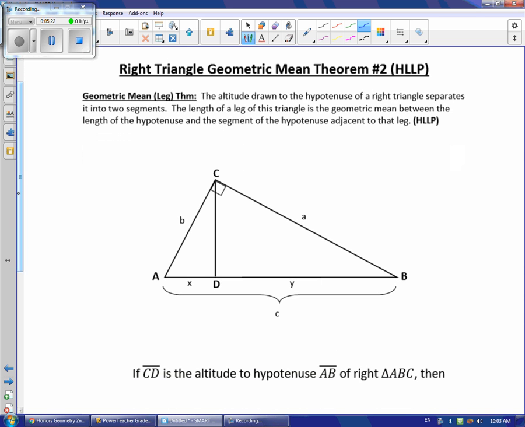All right, our next theorem is the geometric leg theorem, which says the altitude drawn to the hypotenuse of a right triangle separates it into two segments. The length of a leg of this triangle is the geometric mean between the length of the hypotenuse and the segment of the hypotenuse adjacent to that leg. Really long theorem, and again, you do not have to memorize it, so we're just going to stick with the acronym HELP, where H stands for hypotenuse, L stands for leg, and P stands for a part of the hypotenuse.